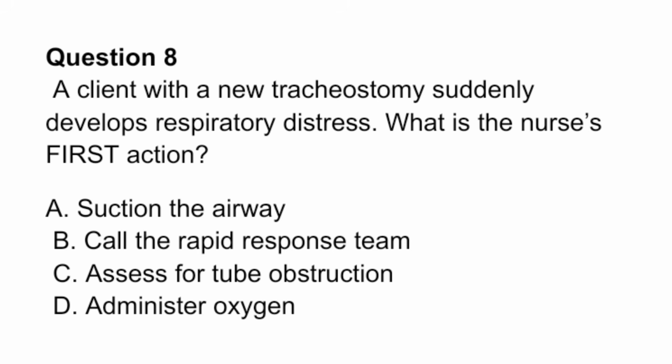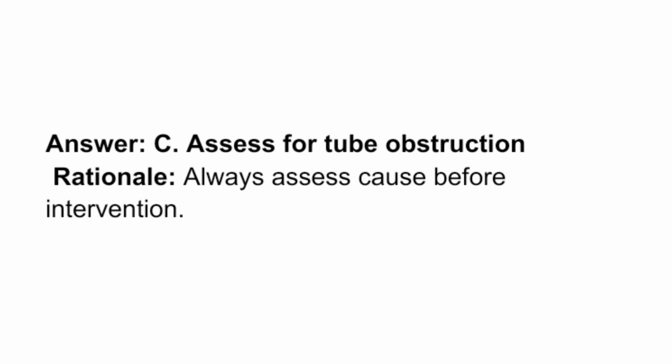Question 8. A client with a new tracheostomy suddenly develops respiratory distress. What is the nurse's first action? A. Suction the airway. B. Call the rapid response team. C. Assess for tube obstruction. D. Administer oxygen. Answer: C. Assess for tube obstruction. Rationale: always assess cause before intervention.